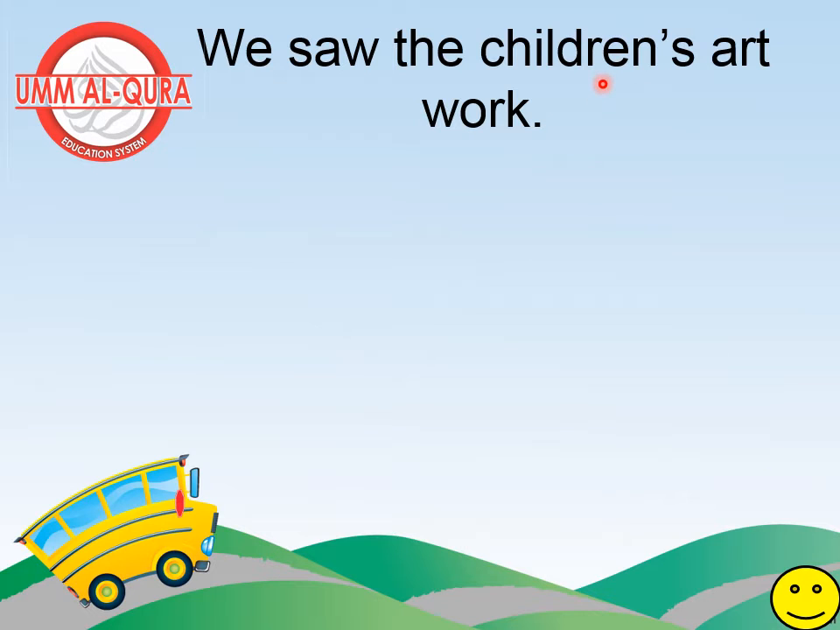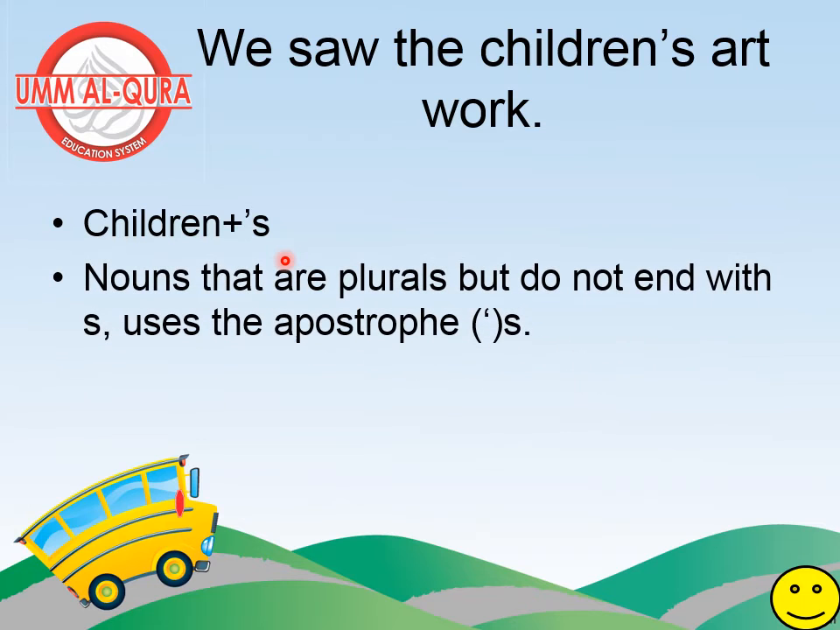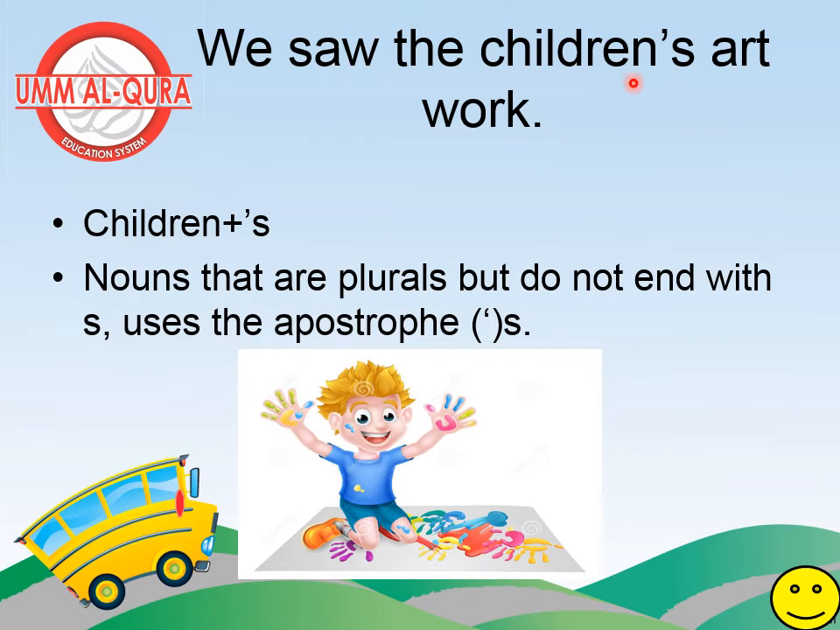We saw the children's art at work. Children is a plural. Child is singular and children is plural, but it doesn't end with s, so we have added apostrophe s over here. Children plus apostrophe s to show the possession, whose artwork we are talking about. Nouns that are plurals but do not end with s, we add apostrophe and s both. Singular nouns that end with s, we can use apostrophe s or only apostrophe also. Okay, as you can see over here.